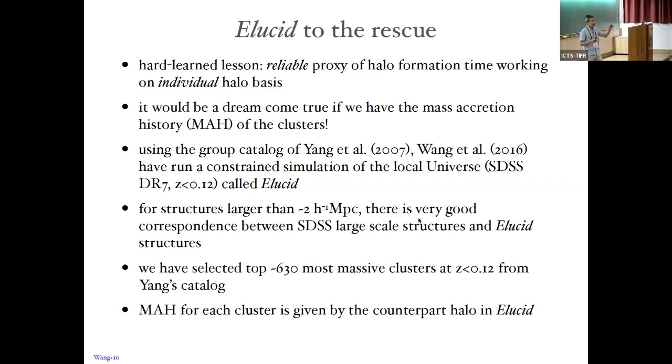And then for each of the clusters, we find its counterpart in ELUCID. And then we use the formation time information of the halo as the formation time for the real cluster. This way, for all these clusters, we know which ones are early forming, which ones are late forming.